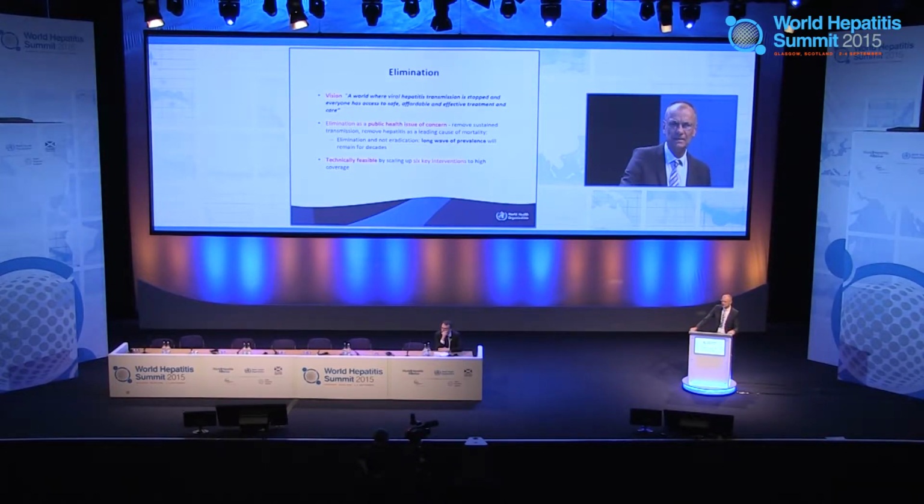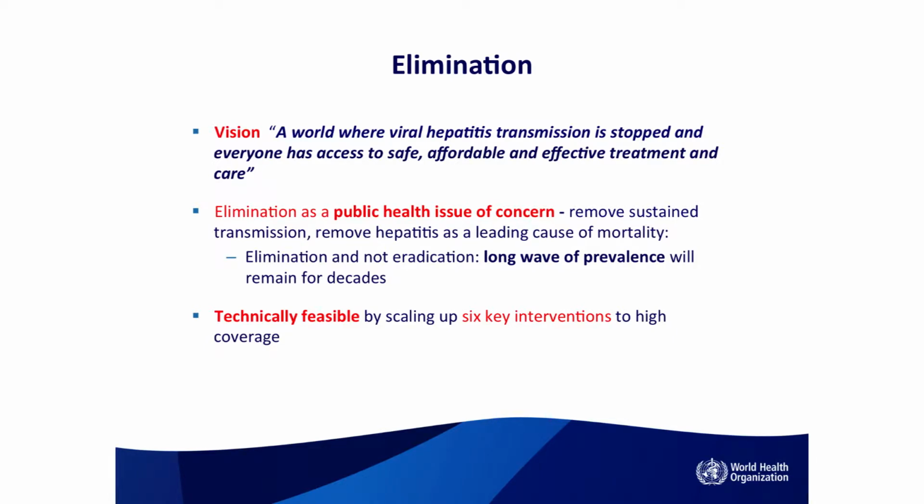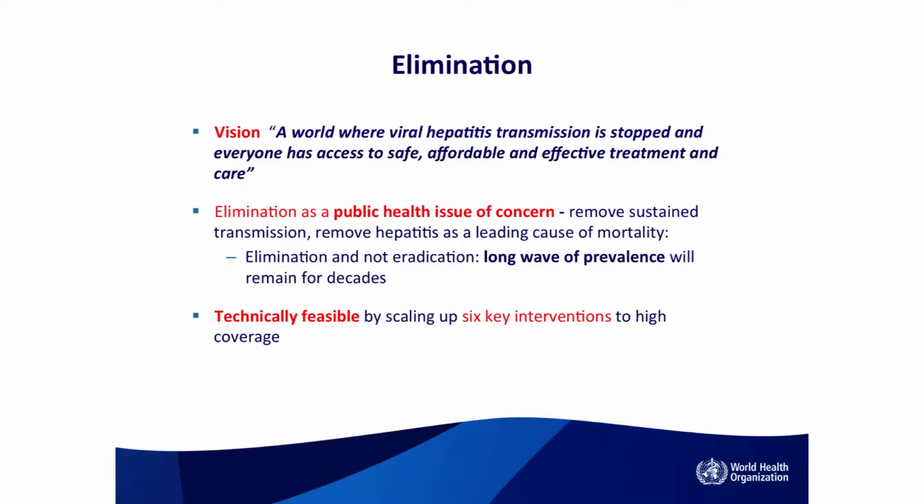So what do we mean by elimination? And what's the vision there? It's really a world where viral hepatitis transmission is basically stopped, and ideally, everyone has access to safe, affordable, and effective treatment and care. I'm saying this because some of us use elimination and eradication interchangeably, but in fact, we shouldn't. Elimination as a public health issue of concern is where we remove sustained transmission, bring it down to a very low level, and remove hepatitis as a leading cause of mortality. It doesn't mean that there's nobody with hepatitis anymore, and it doesn't mean that nobody at all is dying of hepatitis anymore, but it should be brought down to a very low level so that it is no longer a public health issue of concern. While in eradication, like smallpox eradication, the disease no longer exists, the virus was eradicated, so it's different.